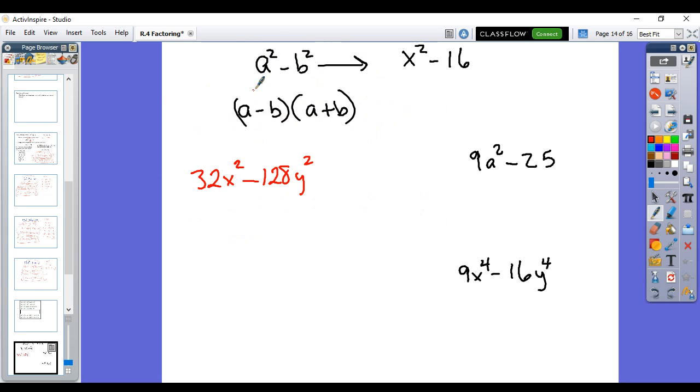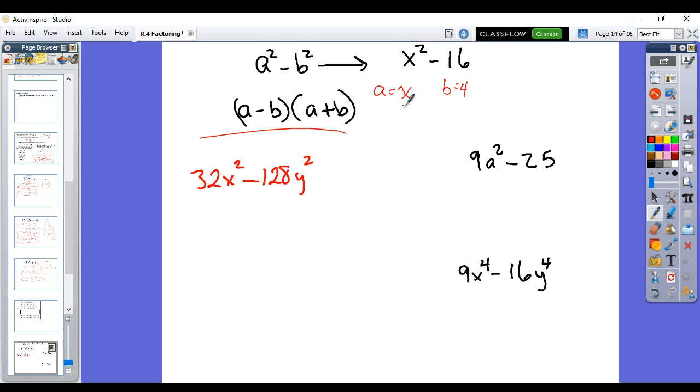So with the first one, a squared minus b squared always factors out to be a minus b and a plus b. The main part is figuring out the value of a and the value of b, and then that fits into our formula right here. For example, what times what gives me x squared? x. That means the value of a is technically x. What times what gives me 16? 4. So that means the value of our b equals 4.